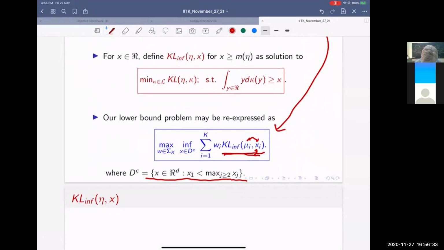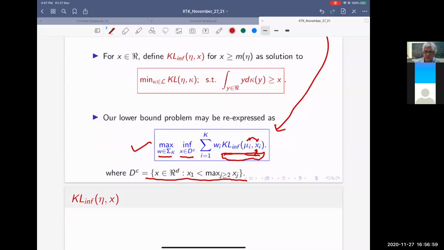So you can argue, it's not a difficult thing to argue, that my max-min problem now reduces to this problem. So maximum amongst all w's lying in a simplex, infimum over all x lying in this D complement, which is in Euclidean space as before. And now instead of KL between two distributions, I have KL inf. So in some sense, one just hopes that if we can replicate everything that we are doing with KL, now with this KL inf function, we are kind of done.